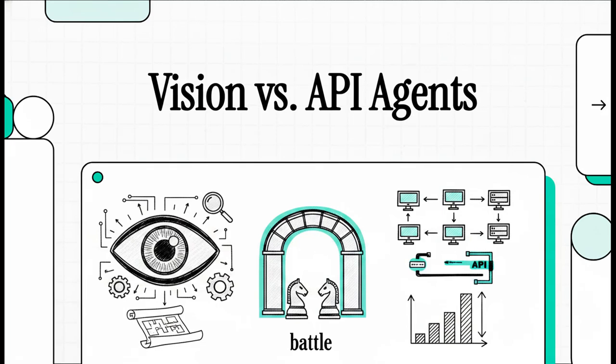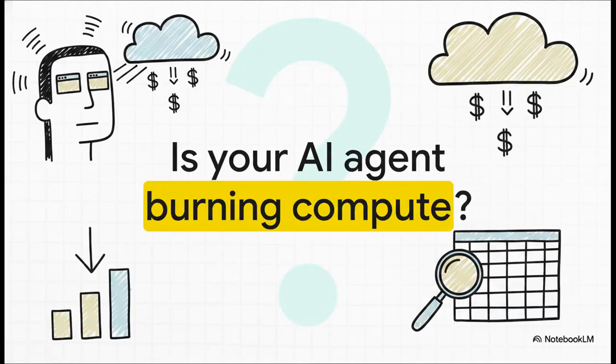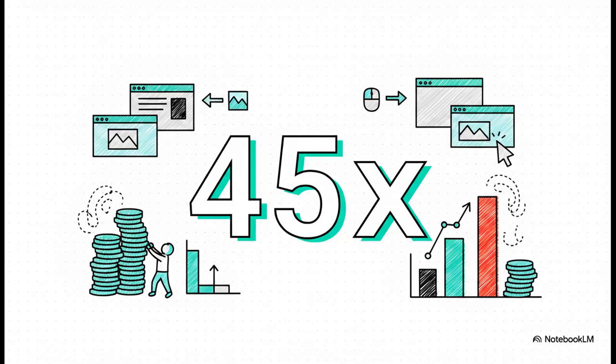Hey everyone, in this explainer, we're diving into the massive showdown between vision and API agents. So are those cool, human-like browser agents secretly wrecking your cloud budget? Well, let's look at the data. Wow, a recent benchmark showed a crazy 45 times token penalty for relying on visual web interactions.